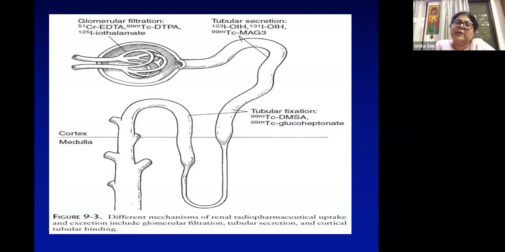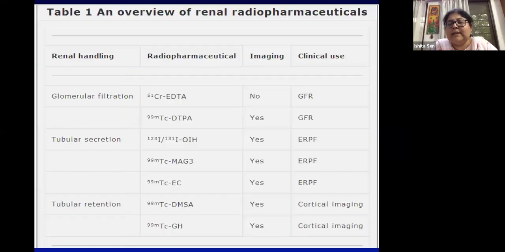Now, glucoheptonate, about 80% of it is bound to the cortical proteins, whereas about 20% of it is free and excreted by glomerular filtration. So at one time, glucoheptonate was a combination agent, where you could look at the glomerular filtration as well as the cortical. Since it was protein bound, it would also give you a decent structural image. But it was found that it is neither a good glomerular agent nor a good structural agent, and hence now it is no longer used. So it is technetium DMSA which is used for looking at renal cortical scarring. This is basically the list of what I have already explained to you.